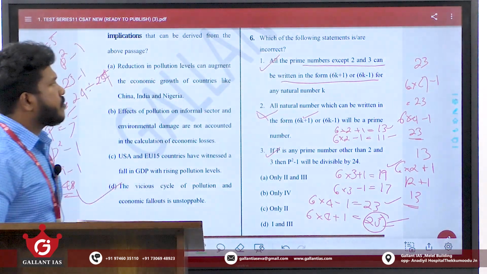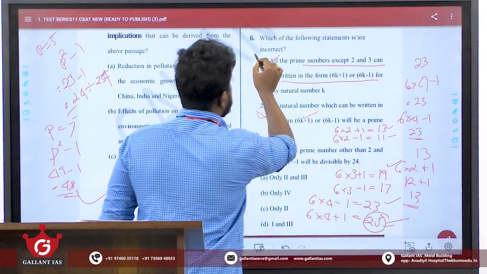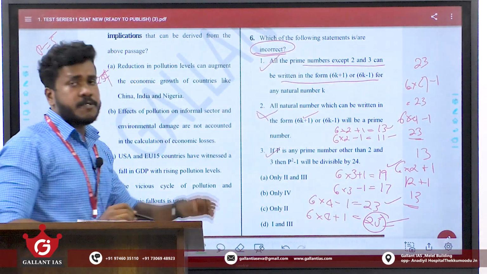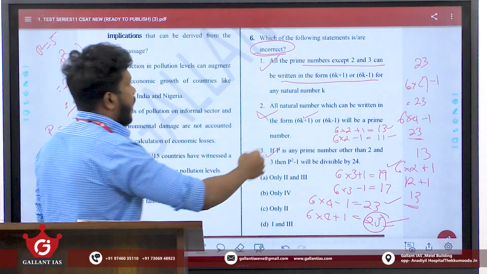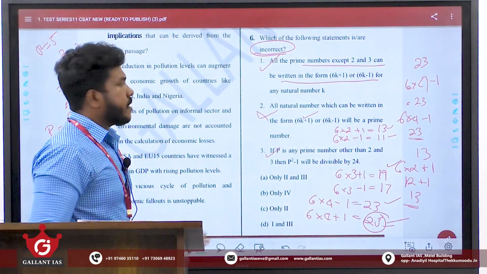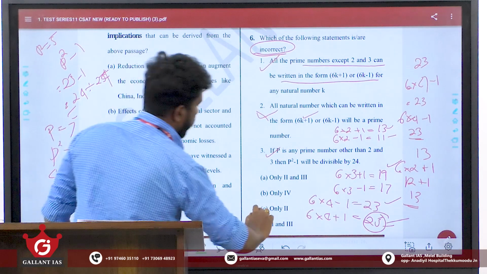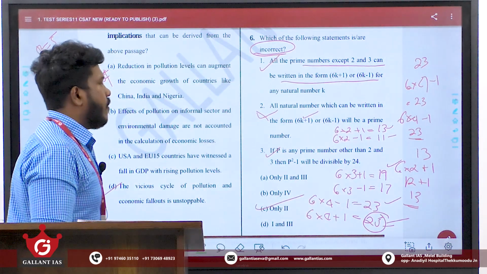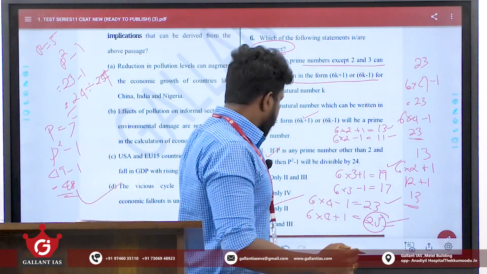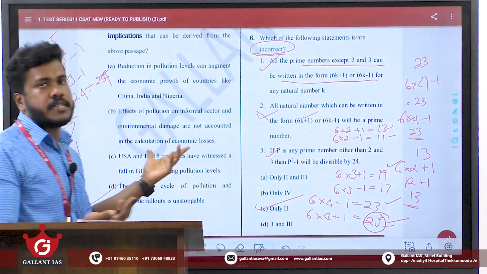But in our question, which of the following statements are incorrect? That means we need to find which statement is incorrect, and we know that statement 2 is incorrect. So our answer is only 2. Option C is the correct answer. Only 2 is incorrect, and statements 1 and 3 are correct.